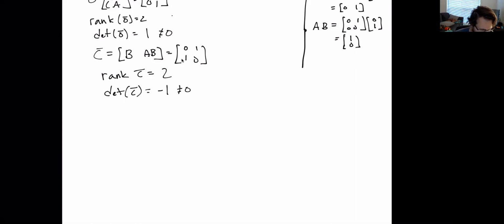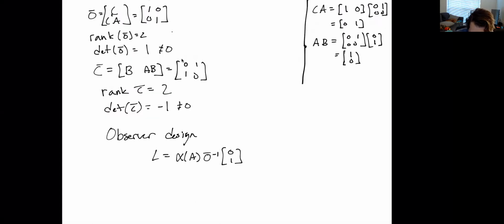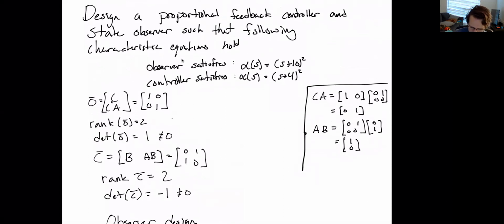So let's look at the estimation, the observer design first. All right, Ackermann's formula is L is equal to alpha of A times O bar inverted times 0, 1. The characteristic equation that we wanted for our observer is (s plus 10) squared.